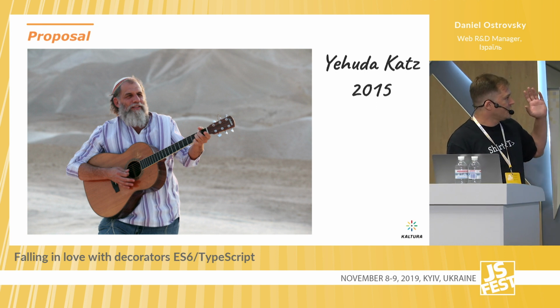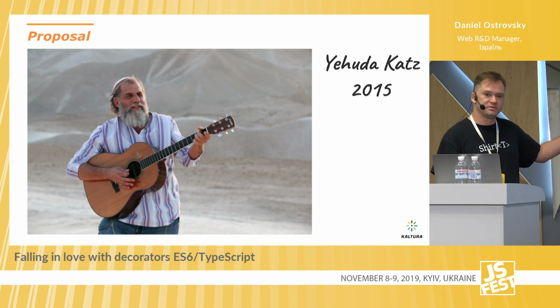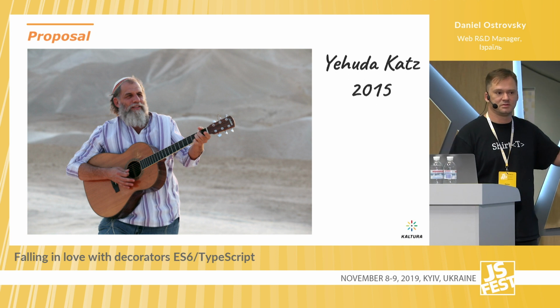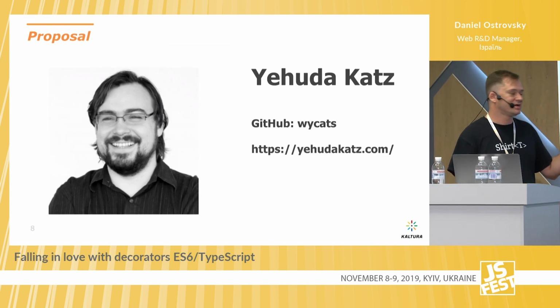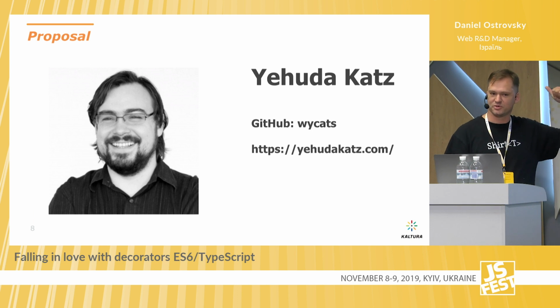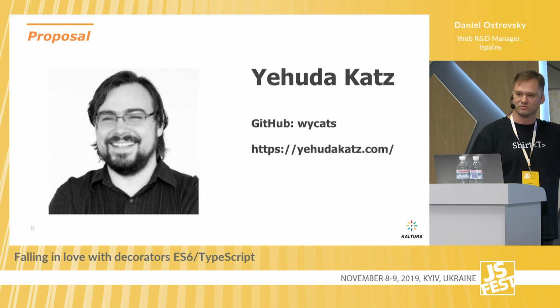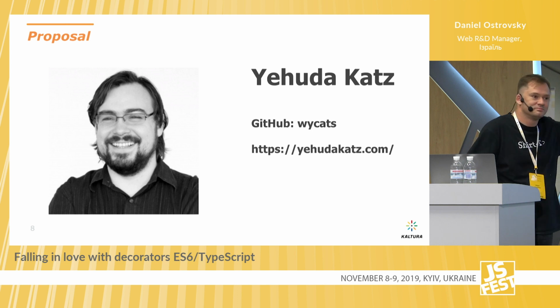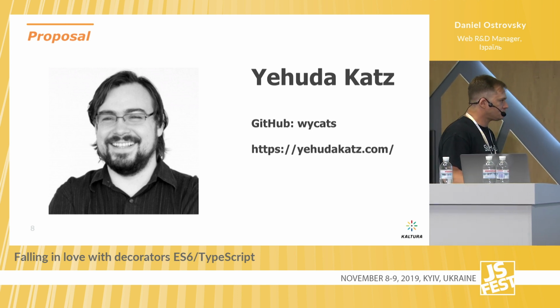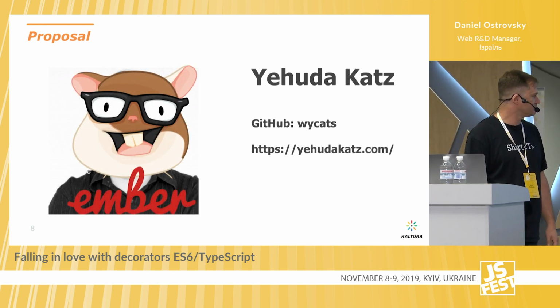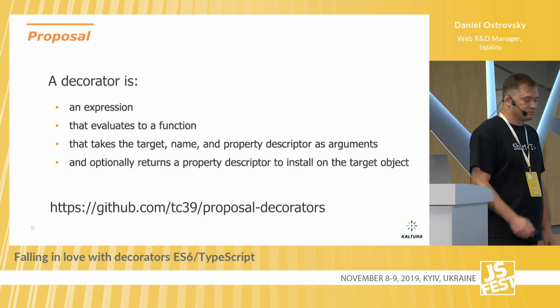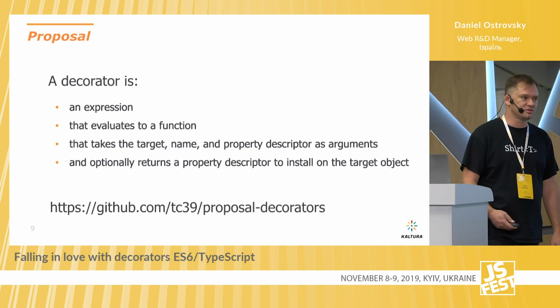Proposal. The guy who made the first proposal for TC39 decorators back in 2015. Can anybody say that it's not Yehuda Katz? Thank you. Okay, this is Yehuda Katz. By the way, that picture is just the first one you see on Google Images when you look up Yehuda Katz. This is the guy most of you are familiar with, the creator of Node.js. So he made the proposal for decorators.